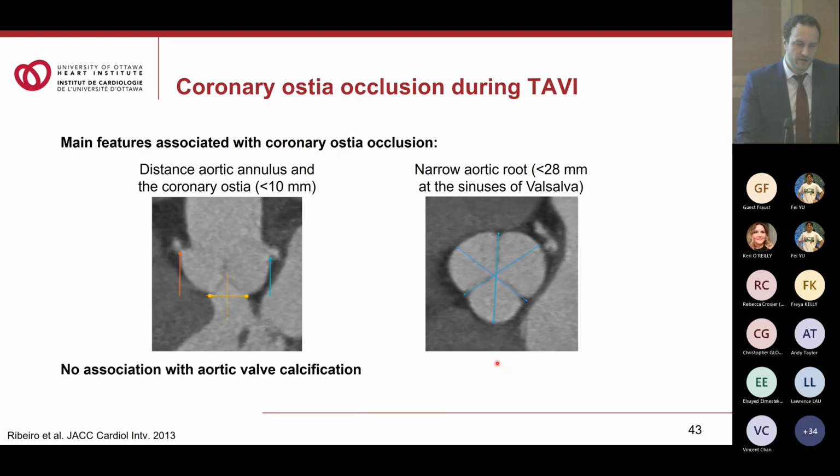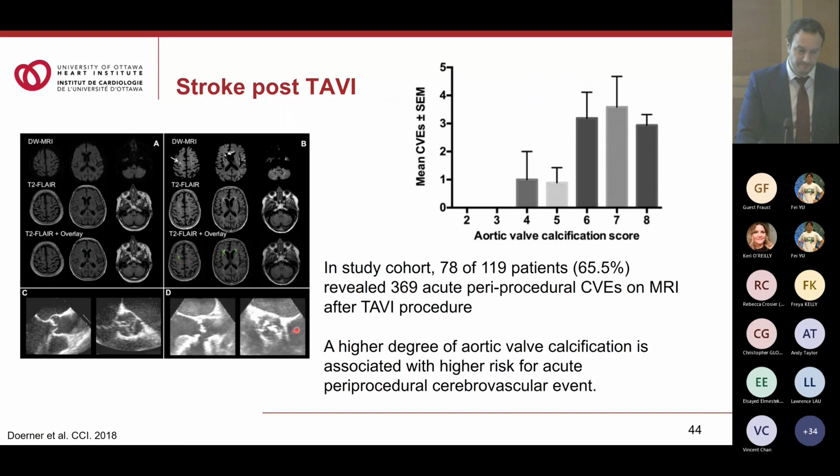In terms of coronary ostia occlusion, another complication, the main features that are associated with that are the height of the coronaries and the size of the sinuses of Valsalva. So less than 10 millimeters for the distance to coronary vessels from the aortic valve annulus, and sinuses less than 28 millimeters. There's no association that's been demonstrated with calcification in that case, interestingly. As for stroke, in the early studies it was a big talking point because there was a signal for increased stroke with TAVI compared to surgery.